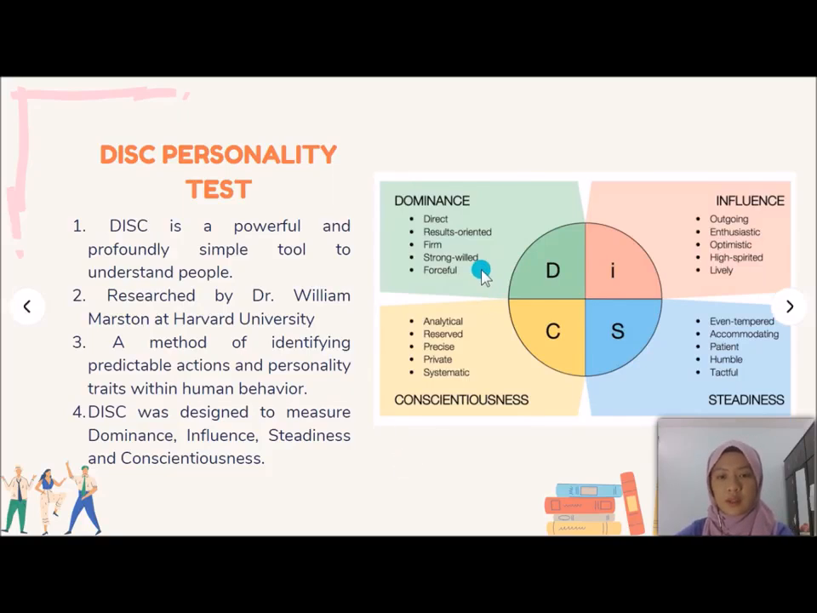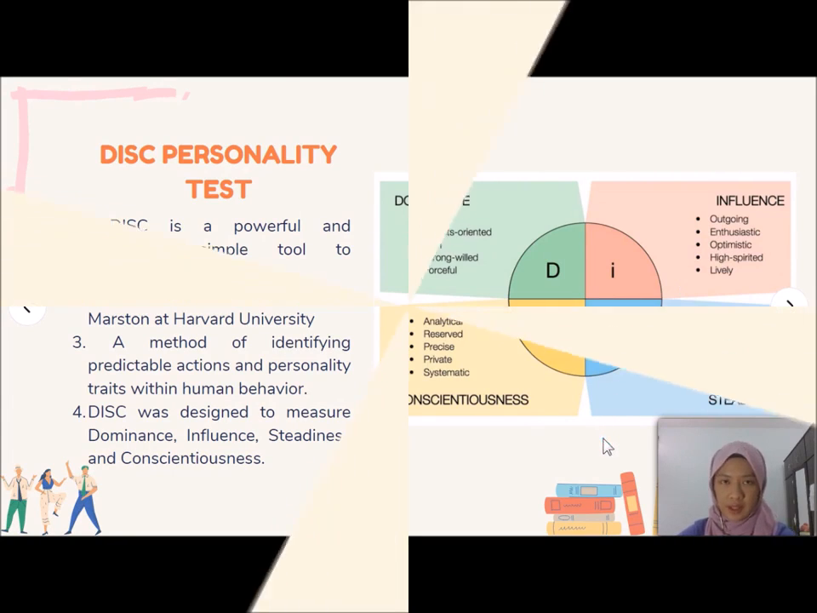Dominance consists of direct, results-oriented, firm, strong-willed, forceful people. Conscientiousness is analytical, reserved, precise, private, and systematic people. Steadiness is even-tempered, accommodating, patient, humble, and tactful. Influence is outgoing, enthusiastic, optimistic, high-spirited, and lively. So from these 3 personality tests, which one will you like?